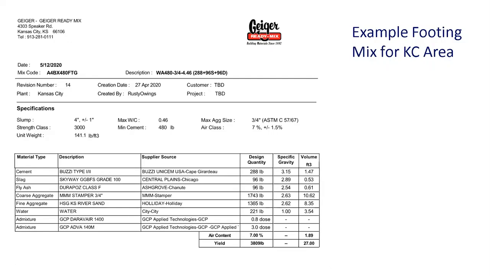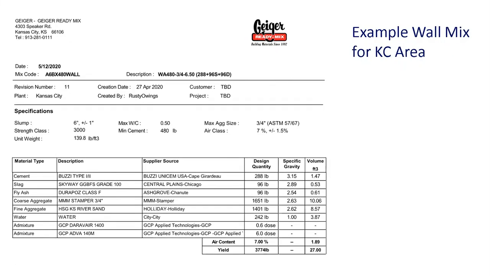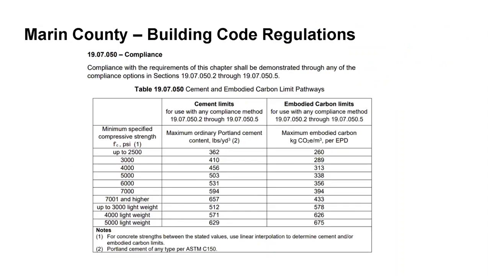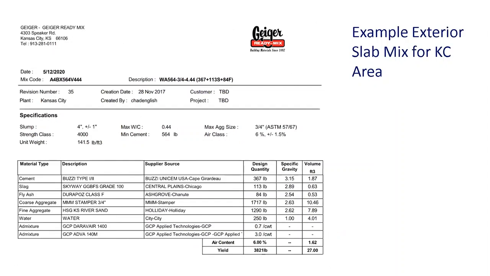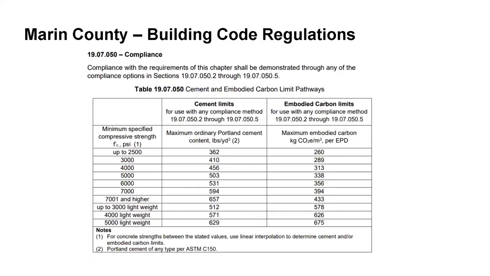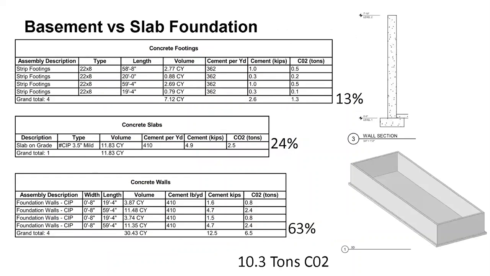These are just some example mixes from Kansas City, local supplier. I can swing back by these if anyone is interested in talking about it. This is just an example. In Marin County, California, they're actually requiring that every concrete mix meet an embodied carbon limit. And I think we might see more of this in the future.